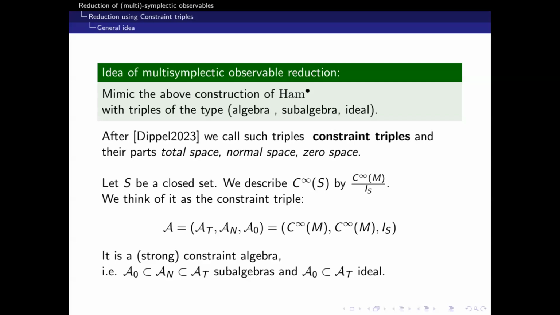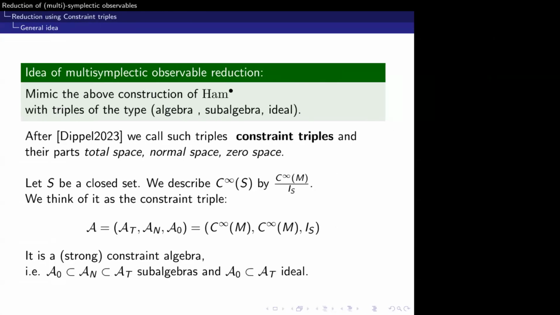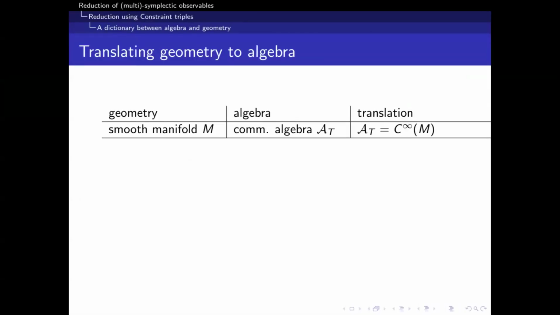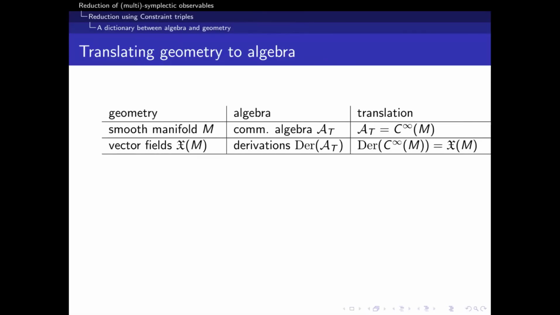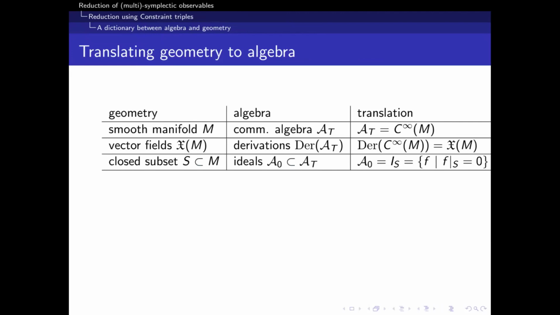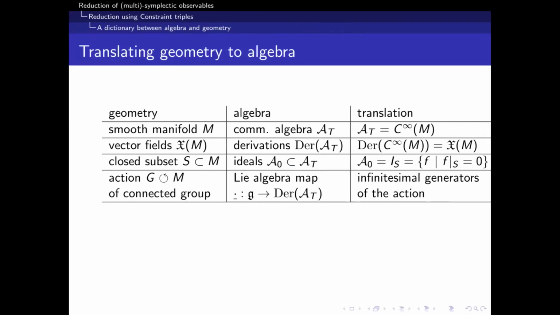So maybe the remaining notations of the slide, we will call the global algebra AT, total space, the subalgebra AN, normal space, and the ideal A0 for the zero space. Okay, so as we have said, total space will be the algebra of smooth functions. When we want to talk about vector fields, those are just derivations. The closed subset we translate to the ideals of functions vanishing on it. And when we have an action, we can see its infinitesimal part as just the derivations it generates.